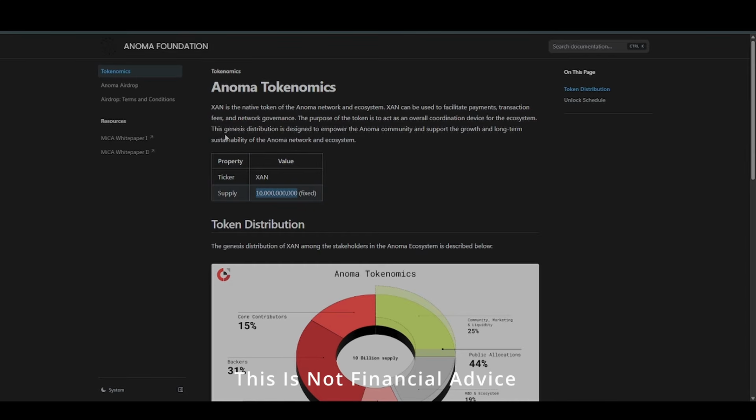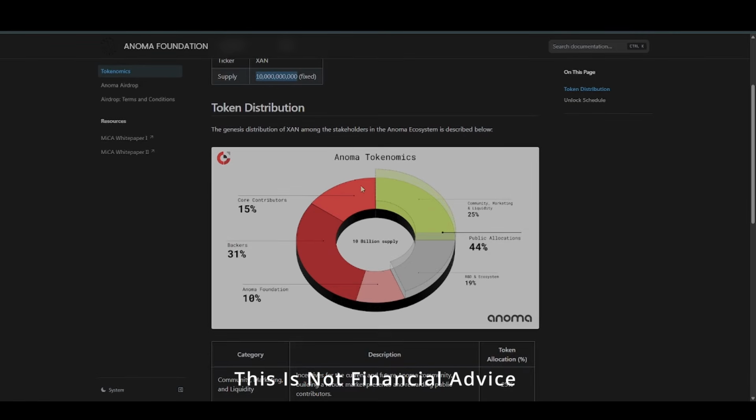This Genesis distribution is designed to empower the Anoma community and support growth and long-term sustainability of the Anoma network and the ecosystem. In terms of distribution, they gave 25% to community marketing and liquidity. There is a 44% public allocation. Is that a public sale? I'm not sure. Anyways, after that there is R&D and ecosystem at 19%. There are core contributors at around 15%, and early backers at around 31%, which is a lot I would say. And the Anoma Foundation gets 10%.